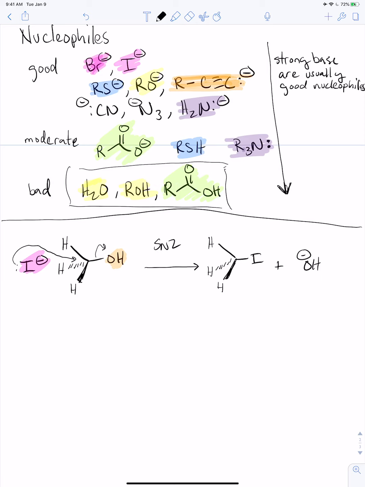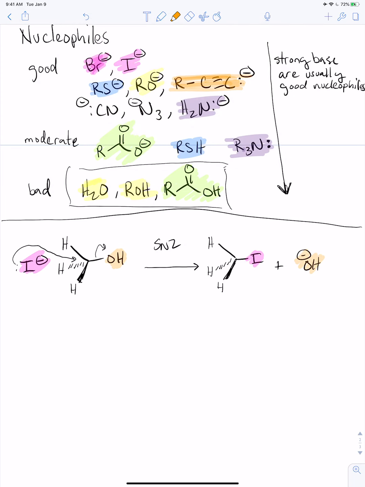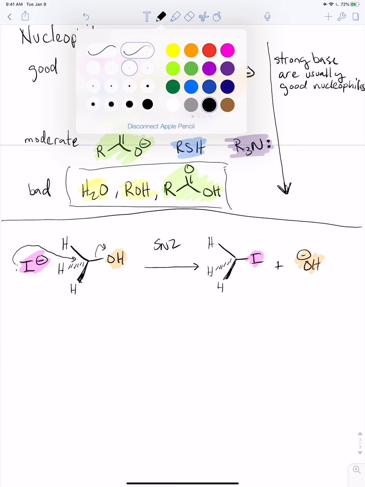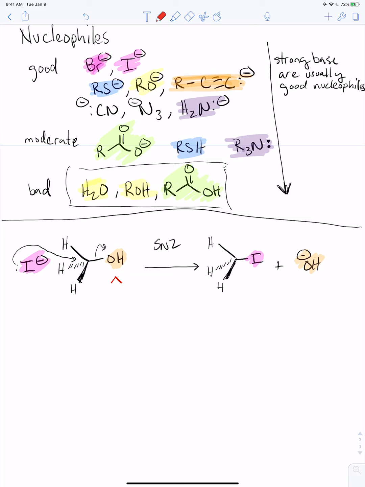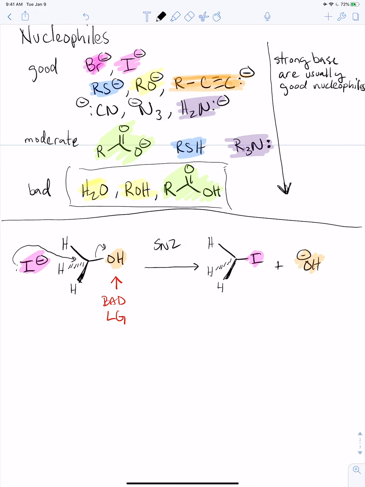You would form this. That would be kind of the hope here, if you're doing this reaction. So now the iodide is connected. The OH minus has popped off. Okay, this doesn't happen, though. So regardless of how good the nucleophile is, if you have a bad leaving group, which this is a bad leaving group, you're just not going to get a reaction. So you'll never see this.